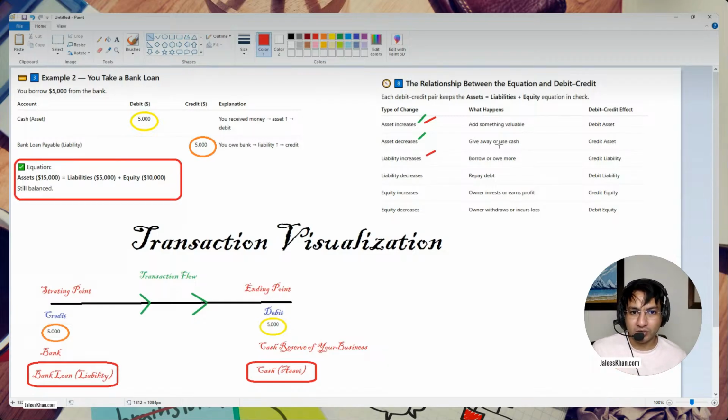So if the transaction starting point is the asset, then the ending point is the liability, because the asset is paying to the liability, or repaying the loan. So the liability side is the ending part of the transaction. So that's why debit liability.